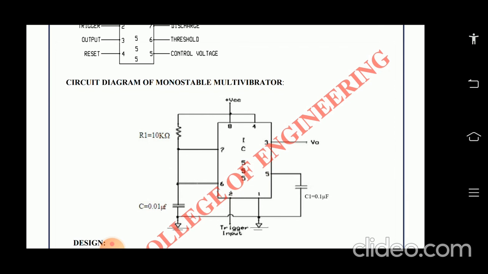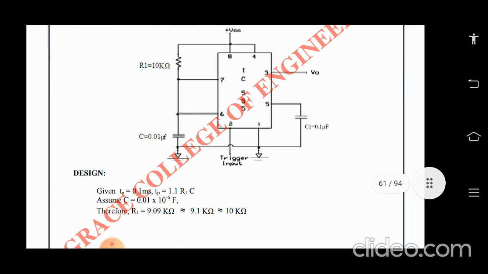Here we have the circuit diagram for our monostable multivibrator like this. To get the R1 value, we need to design for the given Tp. If Tp is given, we will get the R1 value, and we can choose C2.